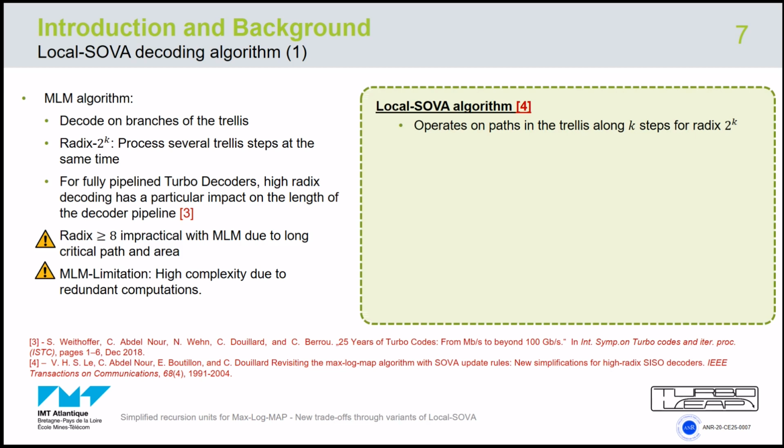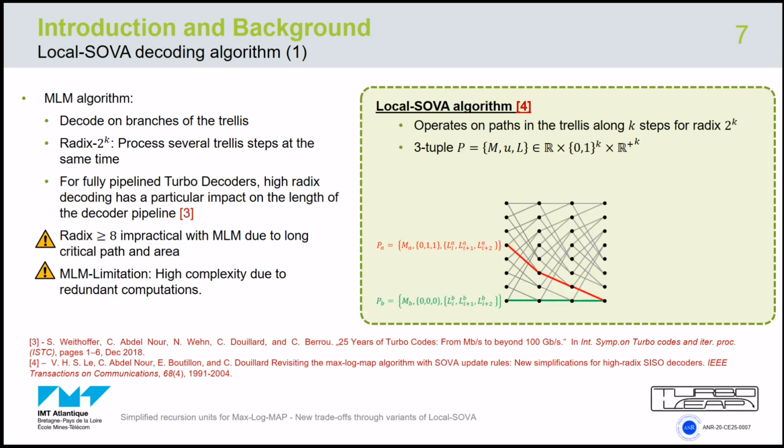As stated before, the MaxLogMap algorithm is limited due to its serial nature and the high number of redundant calculations. On the other hand, the local-SOVA can decode on paths through the trellis. These paths are defined as a tuple of the path metric, the corresponding hard decisions denoted by the vector u through the path, and their corresponding reliability candidate values L.